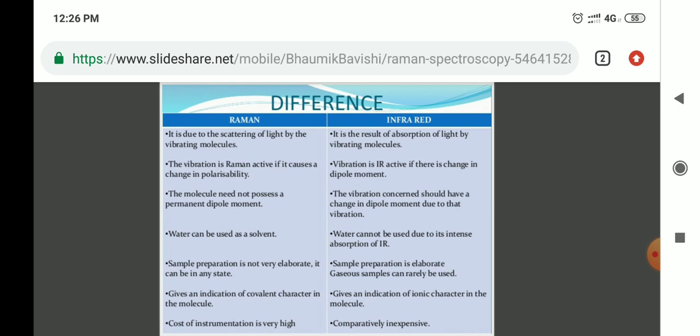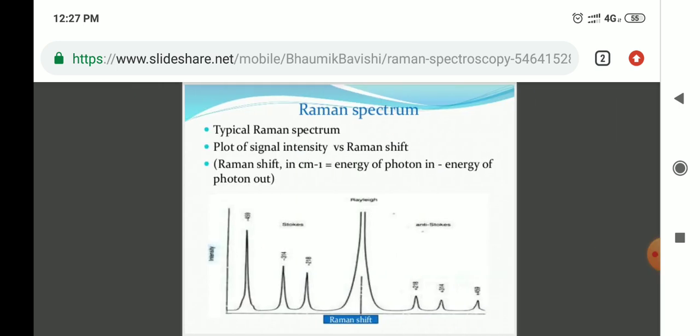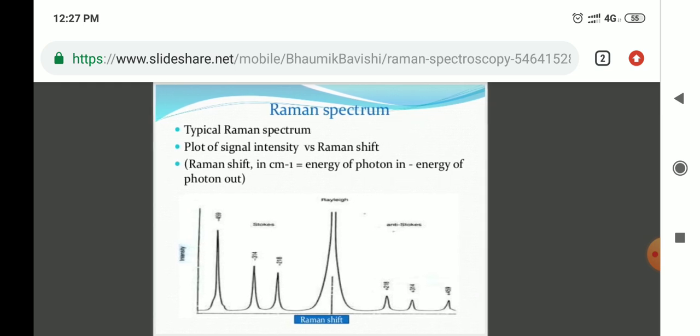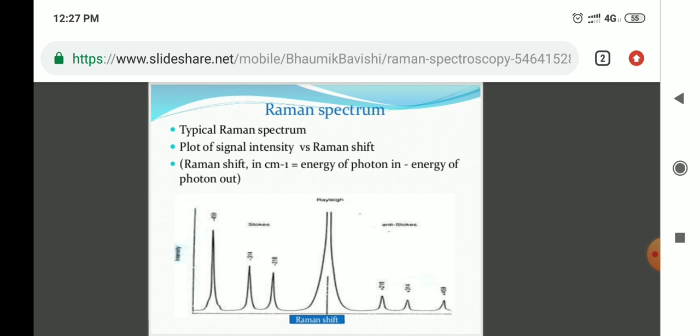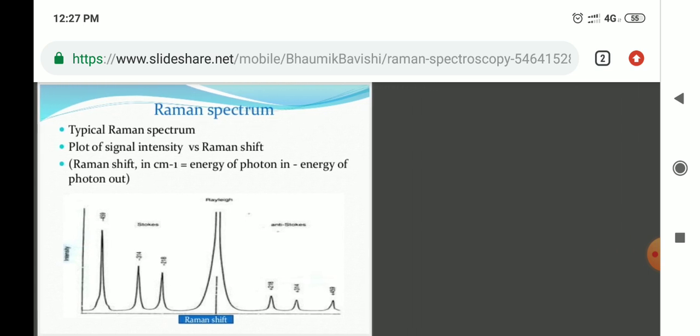And next point is that Raman spectroscopy gives the indication of covalent characters in the molecule, and infrared spectroscopy gives the indication of ionic characters in the molecule. And the last point: in Raman spectroscopy, the cost of instrumentation is very high, and infrared spectroscopy is comparatively less expensive. The typical Raman spectrum is a plot of signal intensity versus Raman shift in centimeter inverse, the energy of photon in and energy of photon out. The diagram is the Raman spectrum.